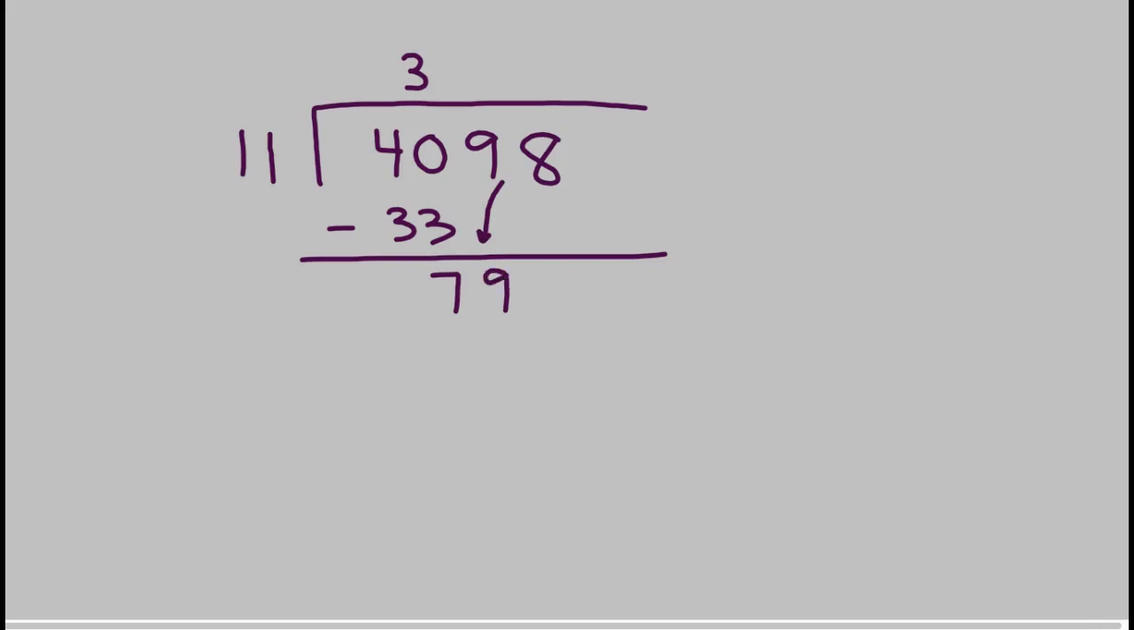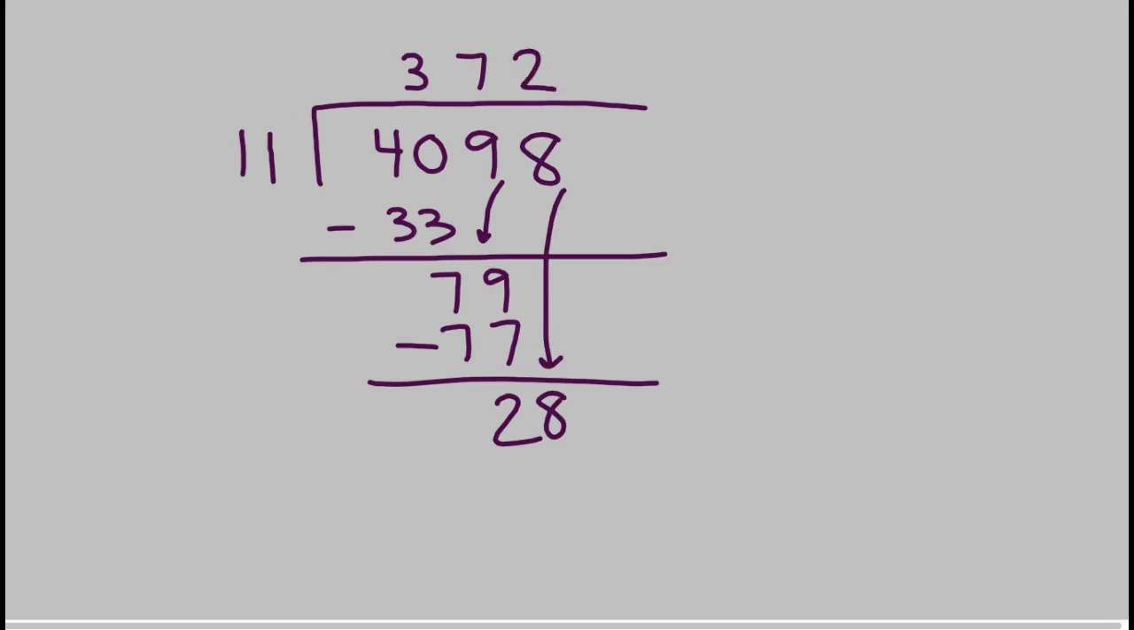How many 11s go into, what's that? How many 11s go into 79? 7. Okay, 7 times 11 is 77. Subtract that. I'm left with a 2. Bring down the 8. How many 11s go into 28? 2. 2 times 11 is 22. Subtract that. And this number down here is my remainder.